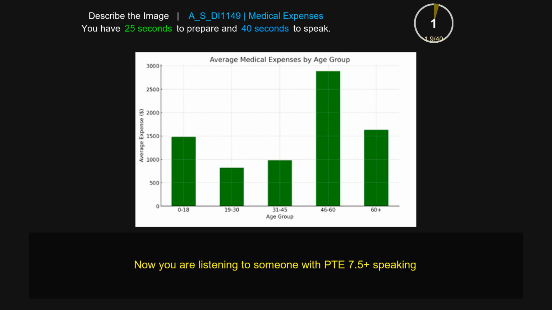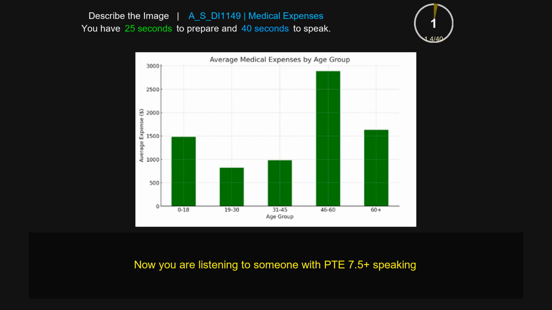This image is a bar graph that shows information about average medical expenses by age group. The x-axis shows 5 age groups from 0 to 60 plus, and the y-axis shows the average expense in dollars across 0 to 3000. First, it is evident that the age group of 46 to 60 is the highest with about $3,000 in average expense, and the second is the 60 plus age band that spends over $2,000, and the lowest is the age group of 19 to 30 that only spends 800 of average medical expenses by age group.